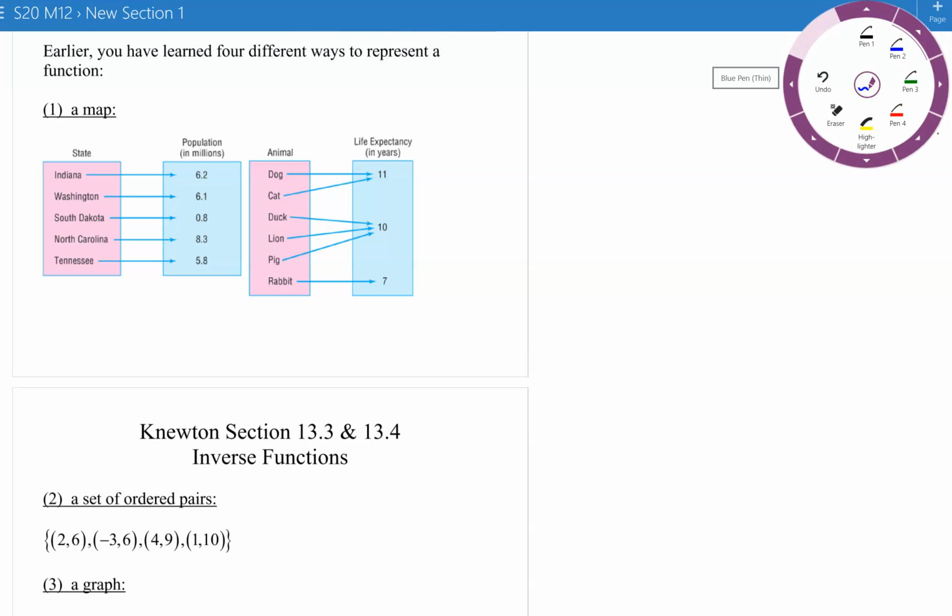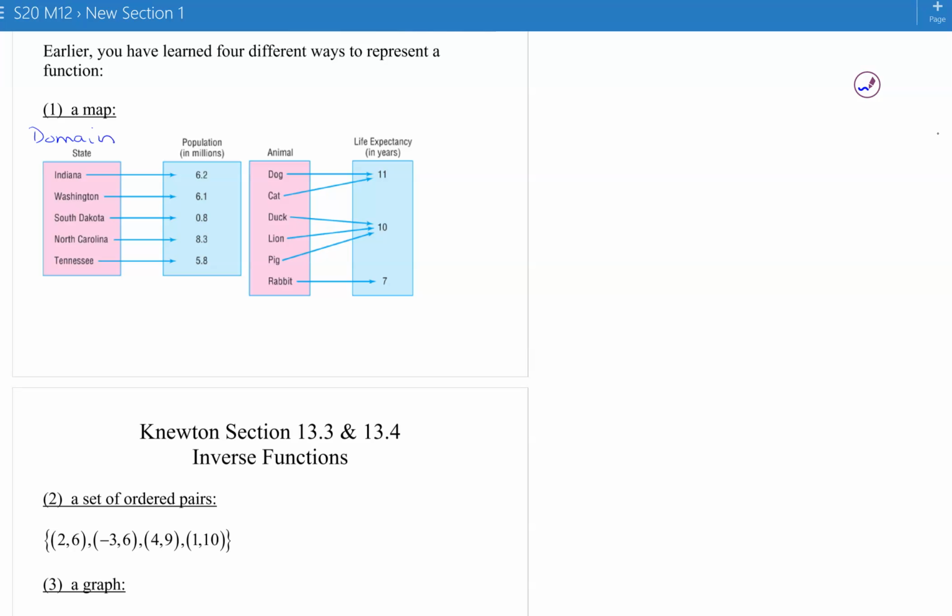We said you can make a map with a table of data, and the domain in this case can be states, and the range can be numbers that represent the population in millions. And then for this second example, the domain is kinds of animals, and the range is the life expectancy. And then we talked about that in order to be a function, each guy in the domain has somebody that they match to in the range and just one somebody that they go to.